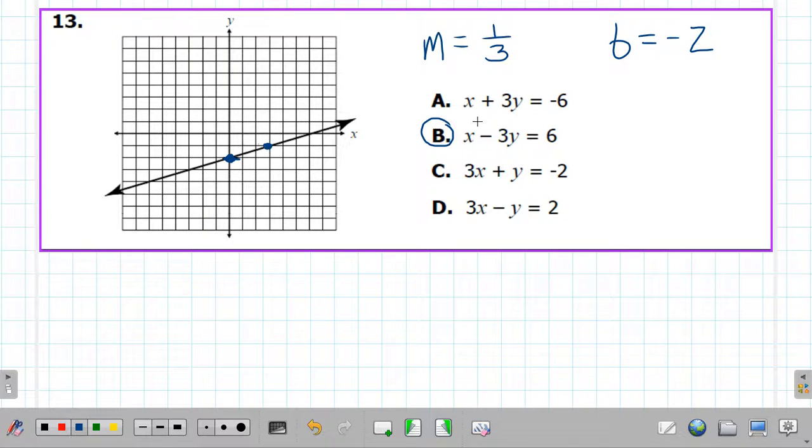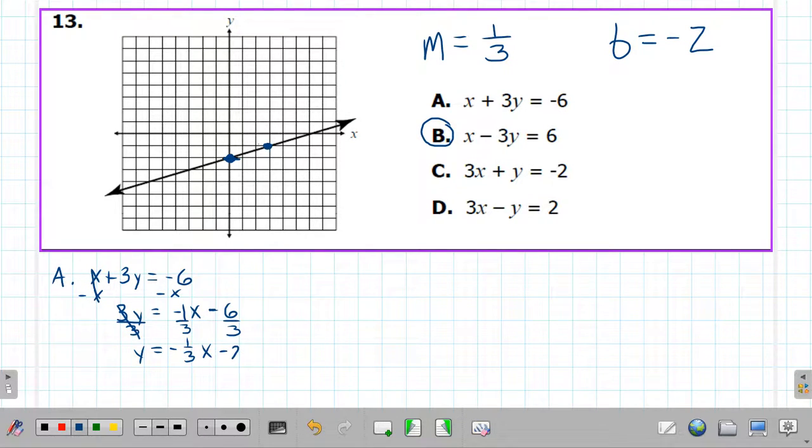And how do we know it's B? Well, let's look at the hint that they tell us. Convert all your equations to slope-intercept form. So if we look at answer A, we have x plus 3y equals negative 6. Well, let's convert that to slope-intercept form, same way we did before. So I'm going to take another little shortcut here and not twist the terms around, but we have negative x minus 6. So it's a 1 there, so divide by 3. We get y is equal to negative 1/3 x minus 2.